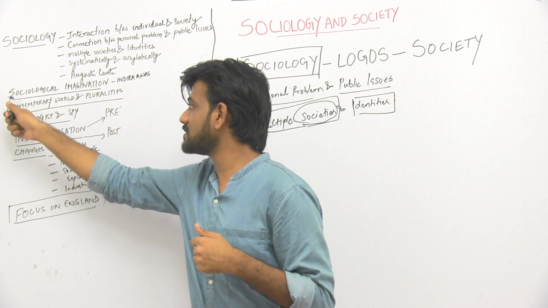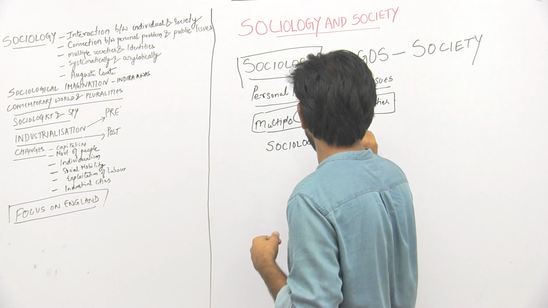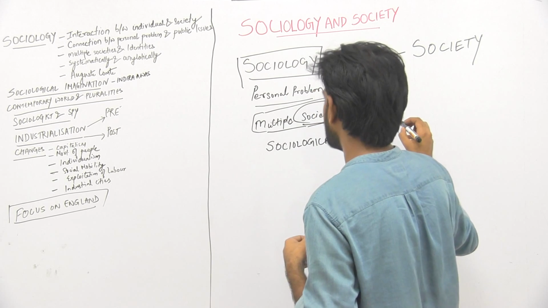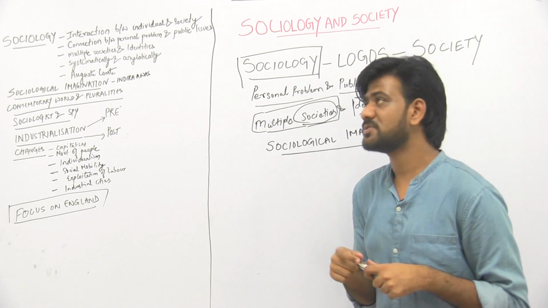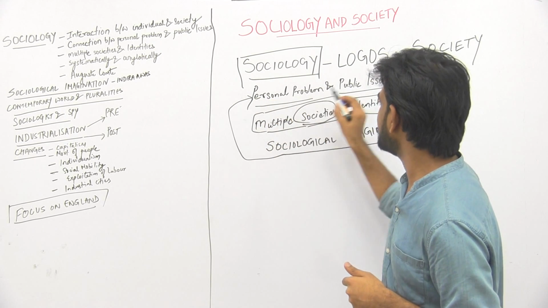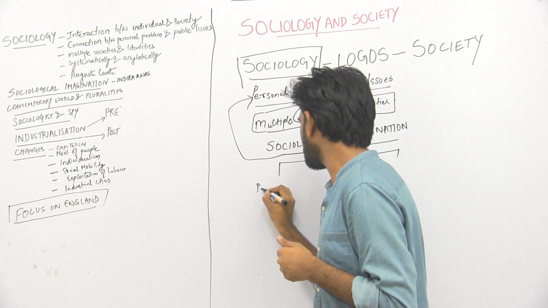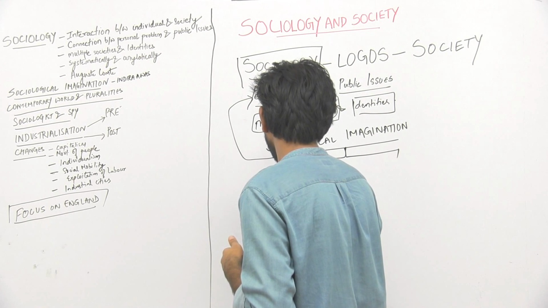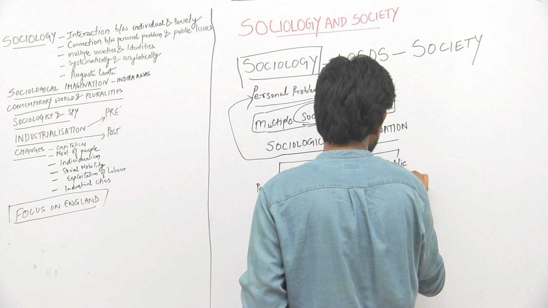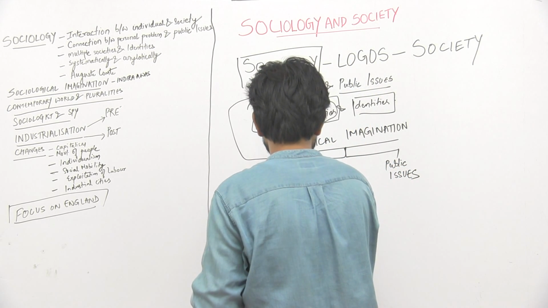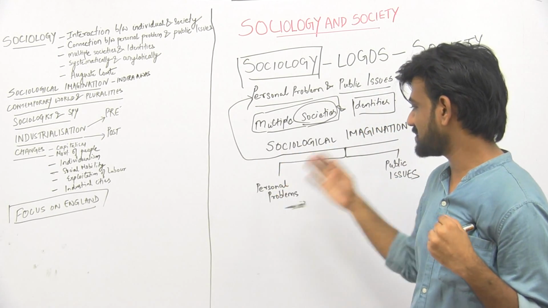Coming to the next concept that we'll be doing is sociological imagination. So sociological imagination is basically the study of personal problems and public issues.